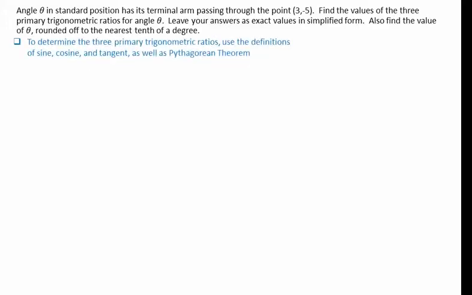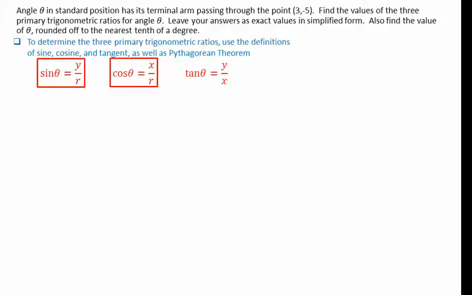To determine the three primary trigonometric ratios, use the definitions of sine, cosine, tangent, as well as the Pythagorean theorem. Sine theta equals the y value divided by r, the radius. Cosine theta equals x over r. Tangent theta equals y over x. And the Pythagorean theorem: x squared plus y squared equals r squared.